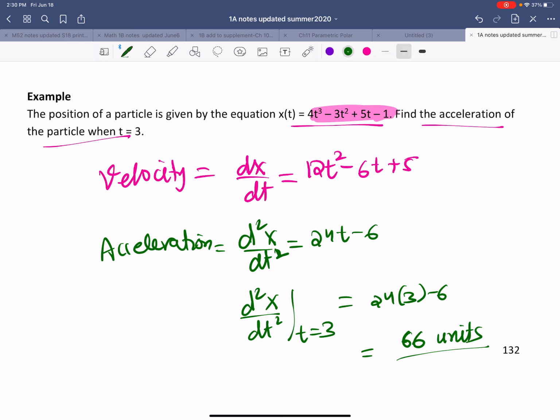What can be the possible units of acceleration? They can be meters per second squared. So unit of the distance divided by unit of time squared, because originally our distance is usually given in meters or kilometers or miles.